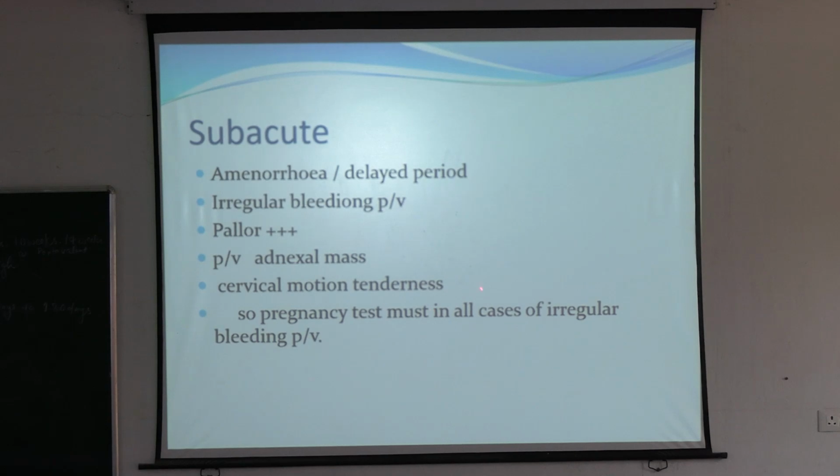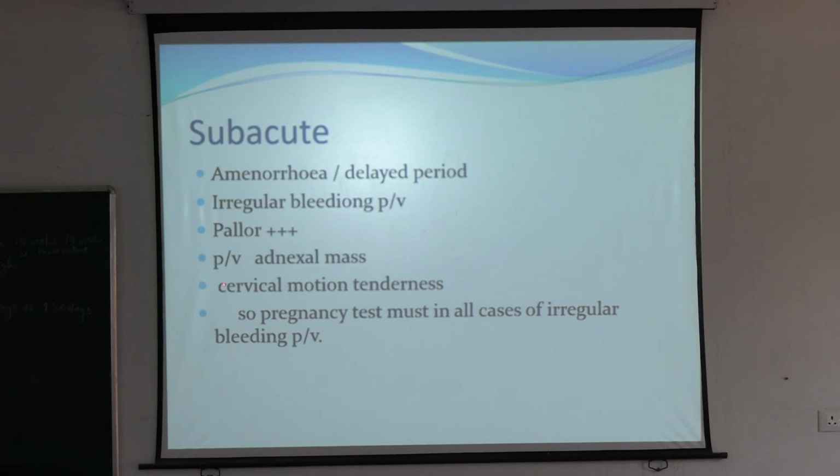And here, though you may not get that fullness and tender mass, there is cervical motion tenderness. If you try to move the cervix, the patient will feel much pain because of the pelvic peritonitis, due to the blood from the hemoperitoneum. So that is the picture in subacute ectopic.